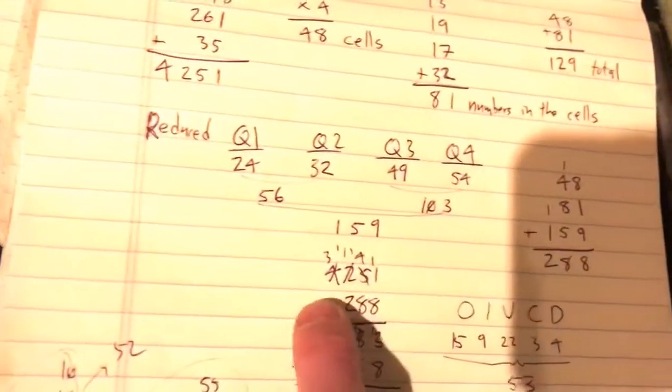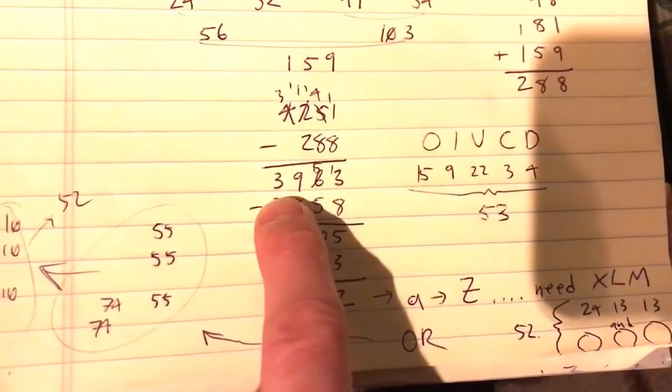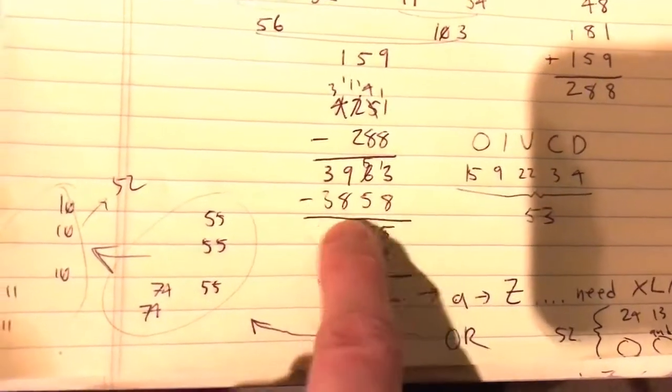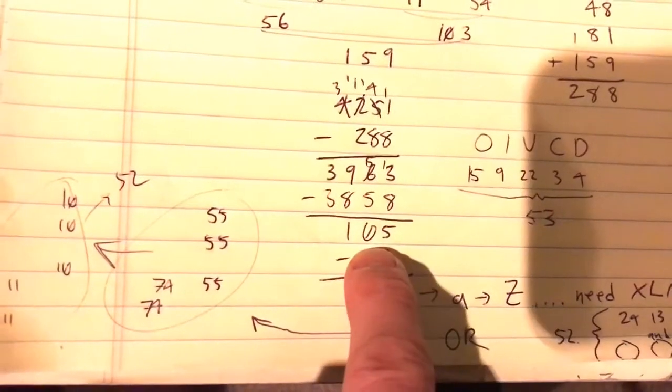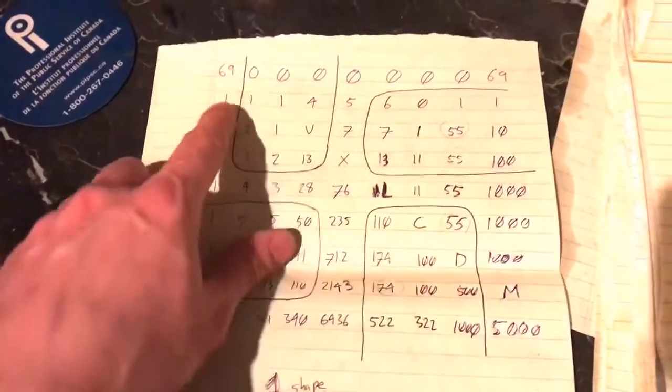288 subtracted from 4251, which is the total of the white space, is 3963 before I start to mess with it. 3963 minus 3858 is 105, so it means I'm 105 off. Cool. What do I see in this, in the white space?